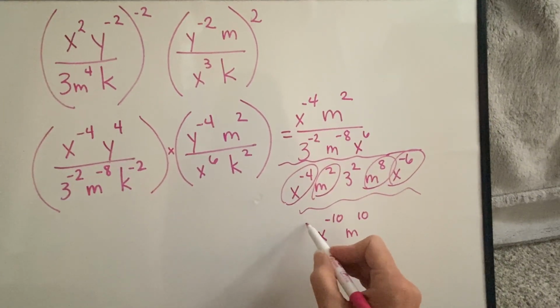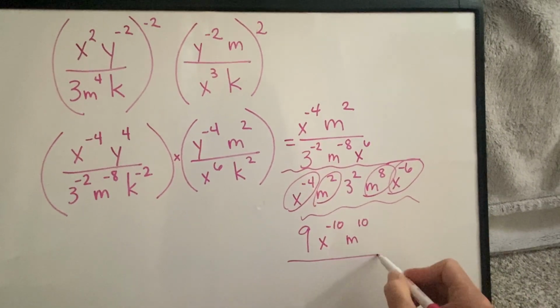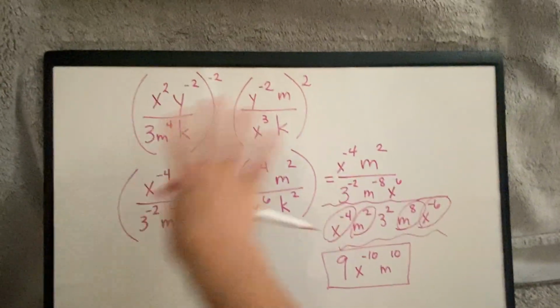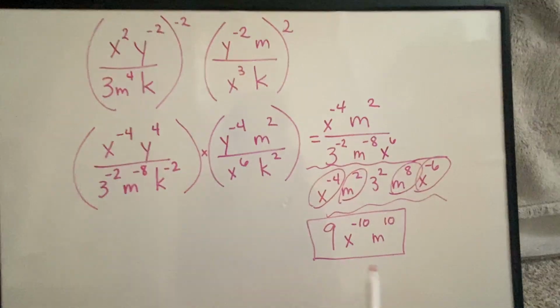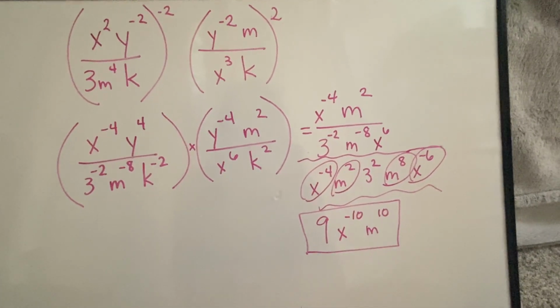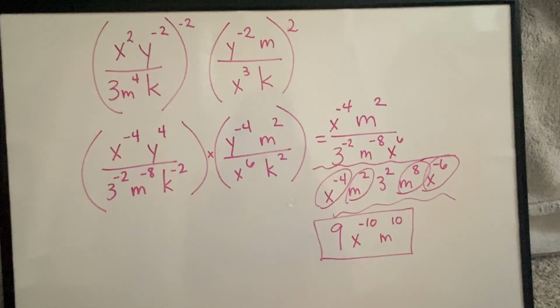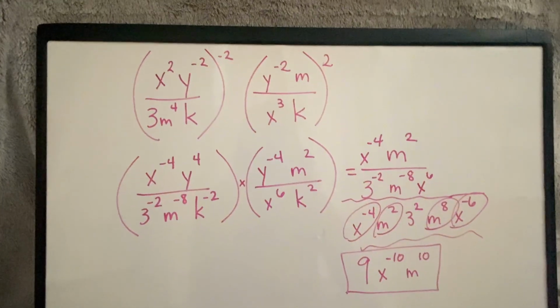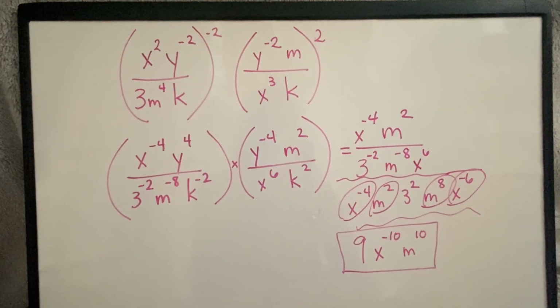Well, 3 squared is 9. I'm going to put that out front because I like the numbers out front. So the answer to this big, huge thing up here, when you simplify it down, is actually 9x to the negative 10, m to the 10th power. So that's kind of how you work with these raising powers to powers. Just remember, you've got to multiply them together, okay?